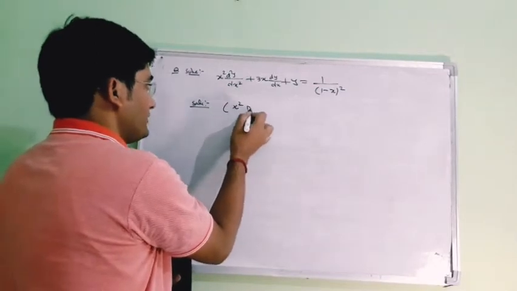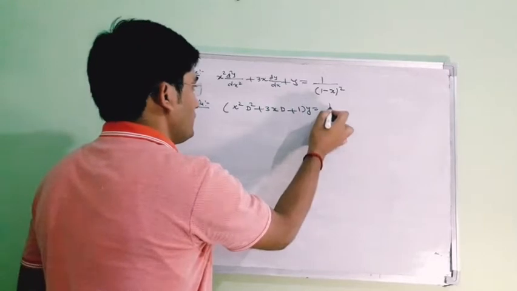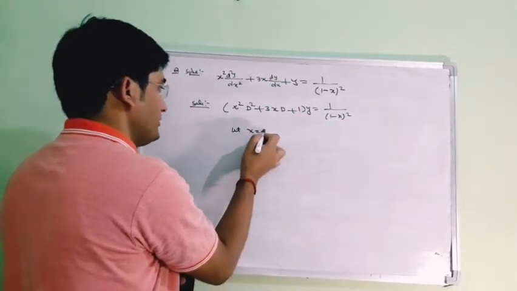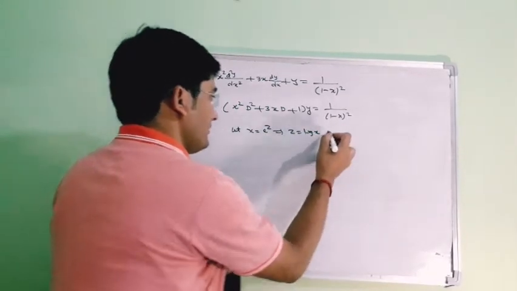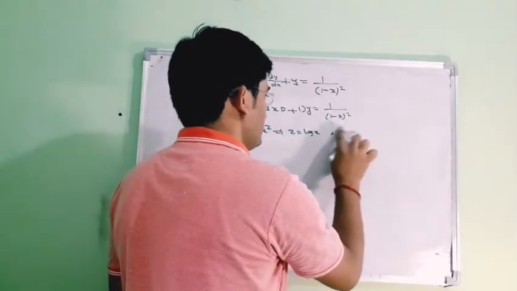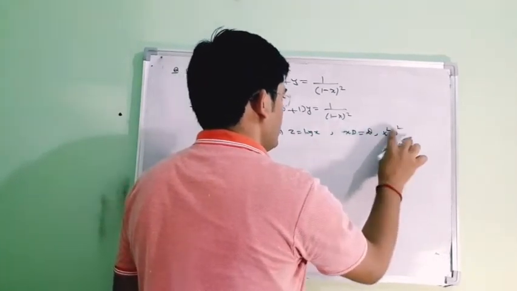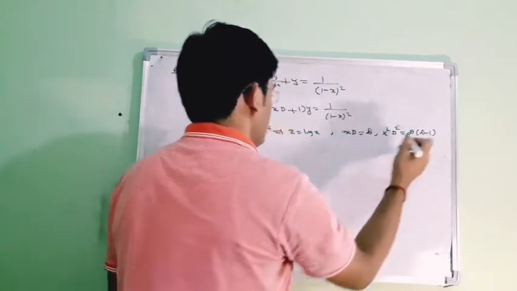This problem can be written as (x square D square plus 3xD plus 1) of y equal to 1 upon (1 minus x) whole square. Let x equal to e to the power z, then z will be log x. So we have x D as theta, and x square D square as theta into theta minus 1.